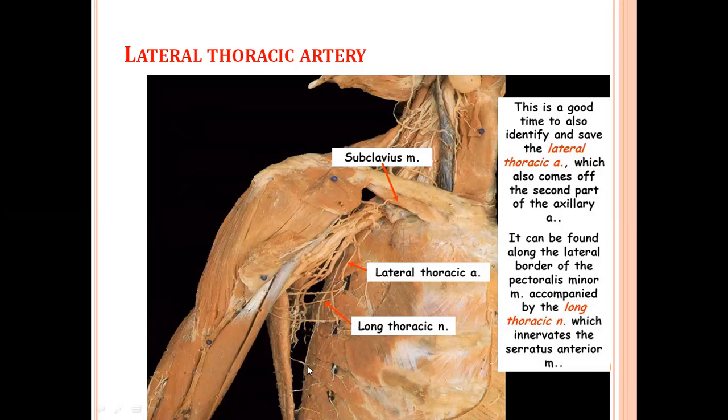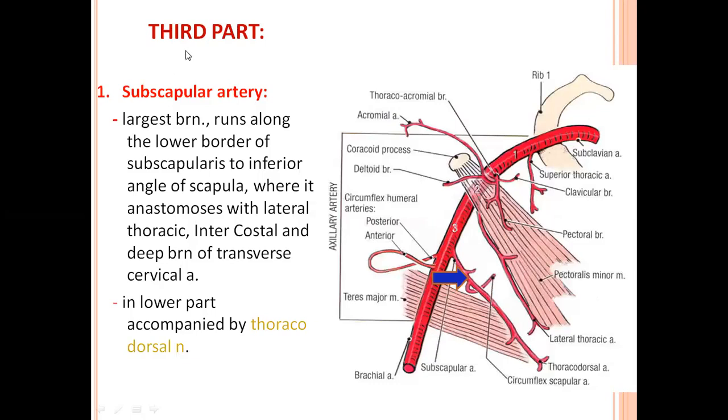This is our long thoracic nerve. If this nerve is damaged, what is the clinical condition we have? Winging of scapula, isn't it? Then next we have the third part, which extends from the lower border of the pectoralis minor to the lower border of the teres major. Whatever part of the axillary artery is here, you call it the third part.